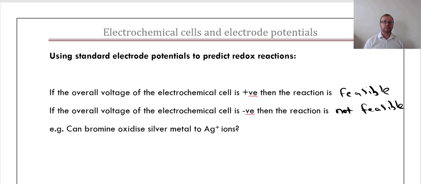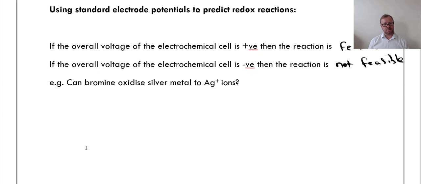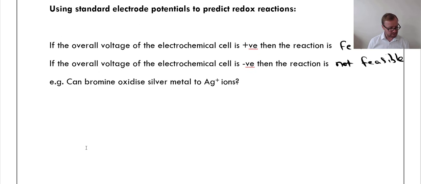Okay, so in our previous examples, when we were working out the potential of the E cell, they're all positive because they're all spontaneous reactions, they're all feasible reactions. Now we're trying to predict whether a reaction is feasible or not using standard electrode potentials.